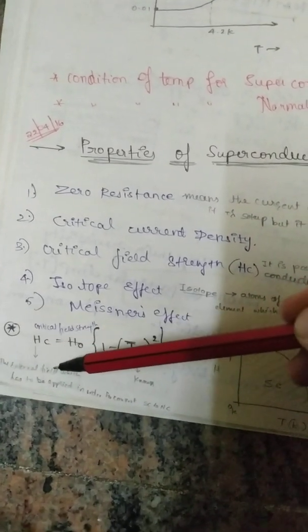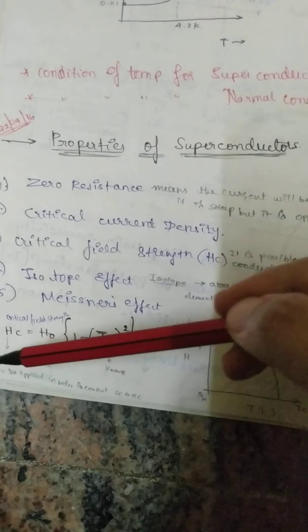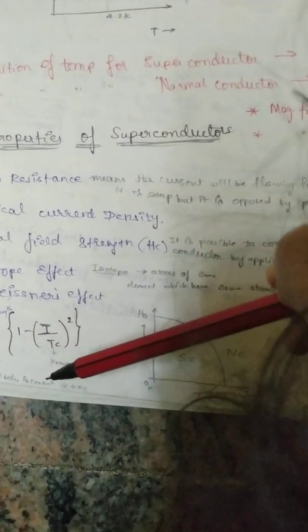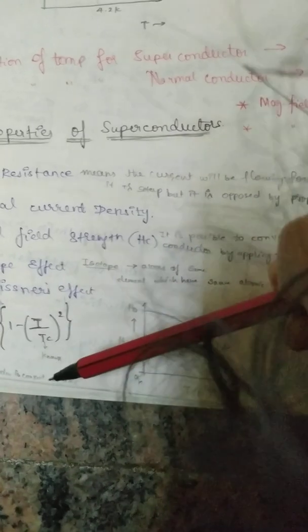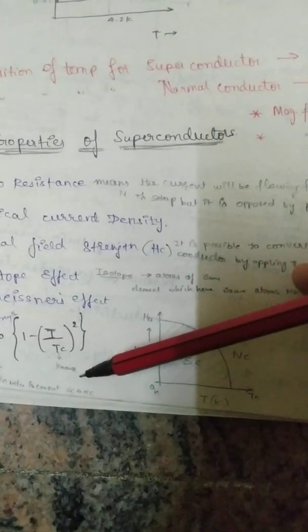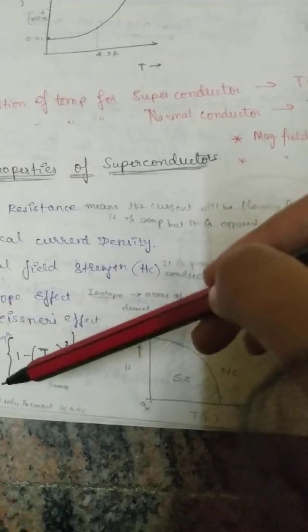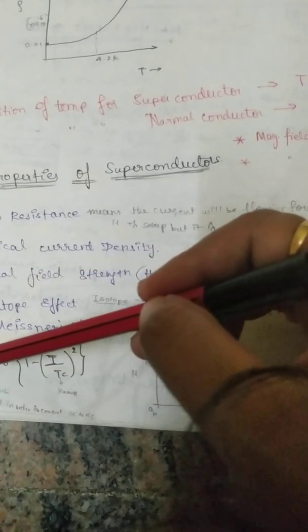Here Hc is the external field which has to be applied in order to convert the superconductor to a normal conductor. As we already discussed, superconductivity is a reversible process. By applying this external field strength, we can convert the superconductor to a normal conductor.